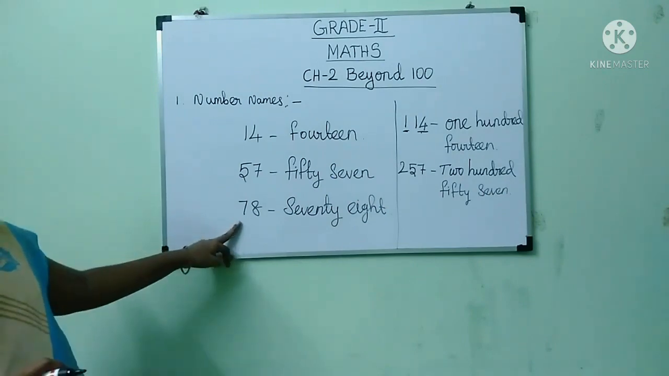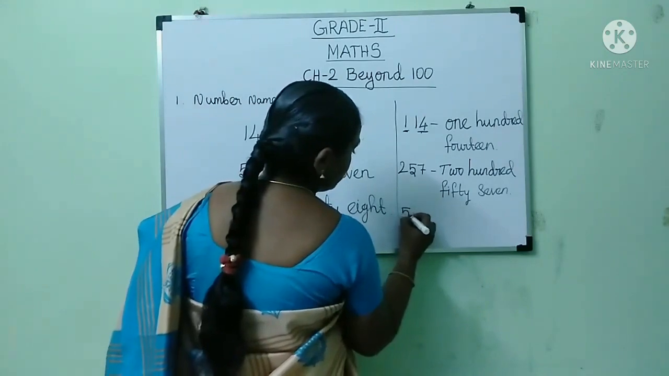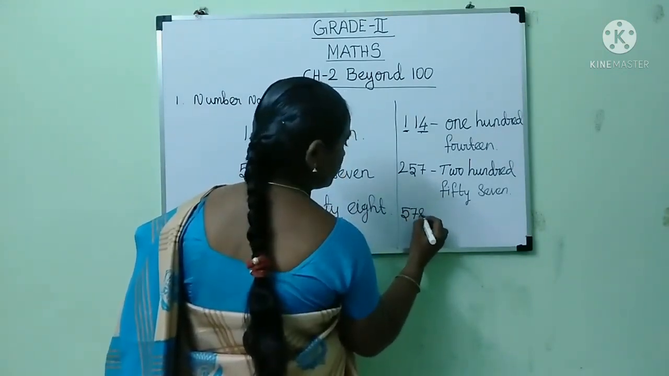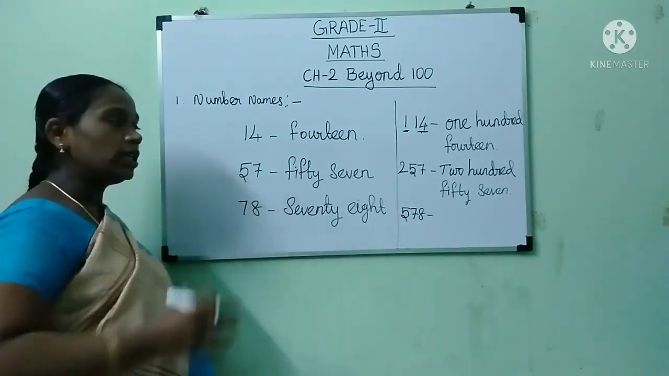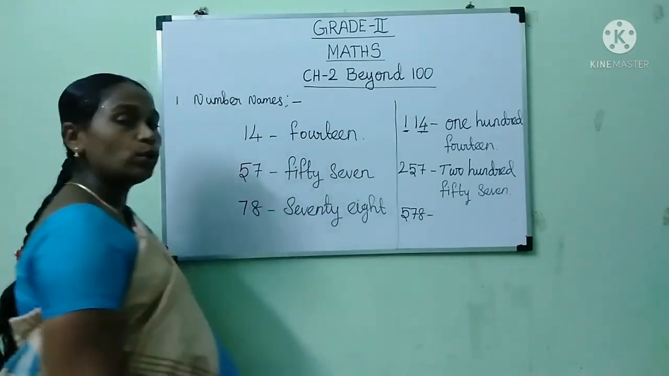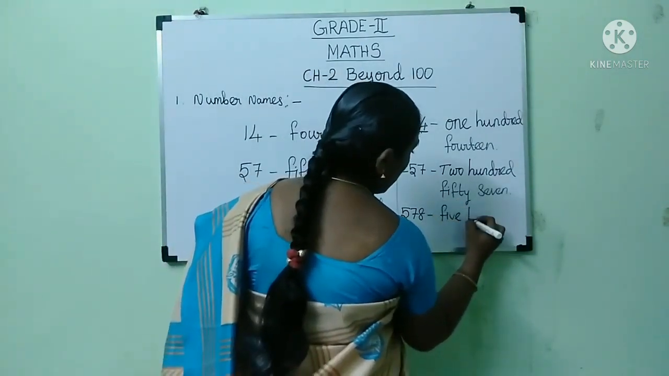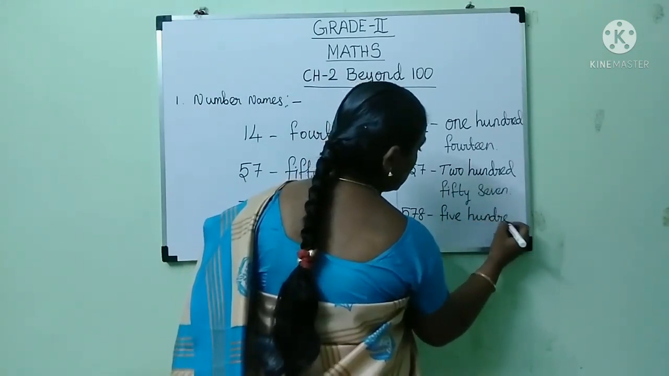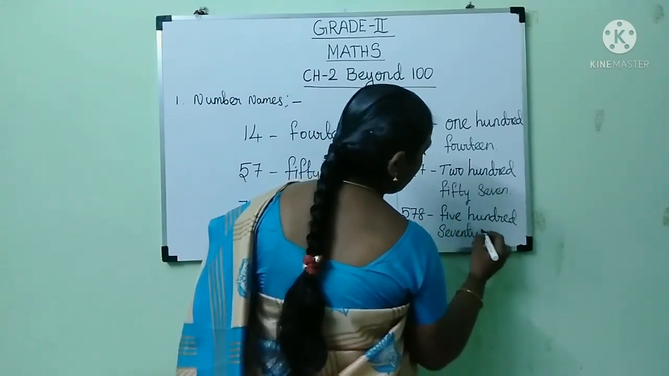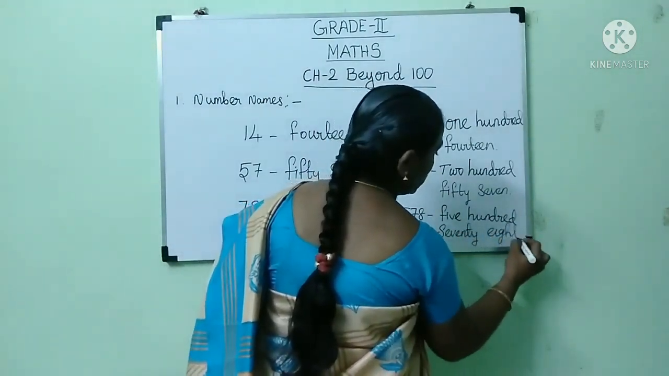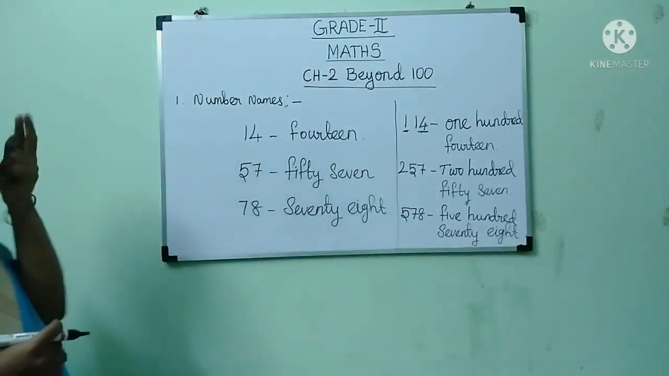257. Next, 78. See, here add 5, 578. How to read this number? 578. How to write this number name? 5, F-I-V-E. 5. 100, H-U-N-D-R-E-D. 100. 70, S-E-V-E-N-T-Y. 70. 8, E-I-G-H-T. 8. Are you clear, children? 578. Are you clear, children?